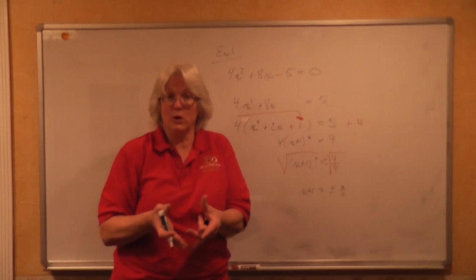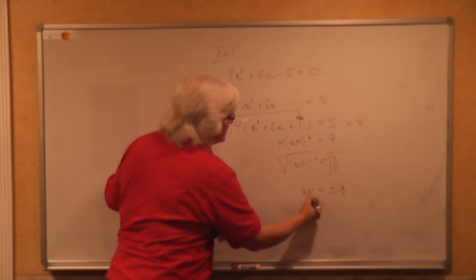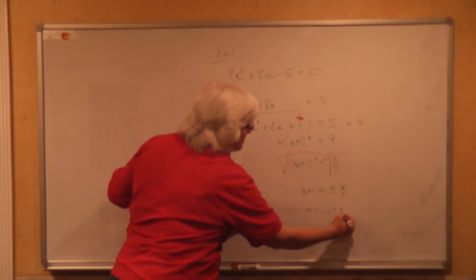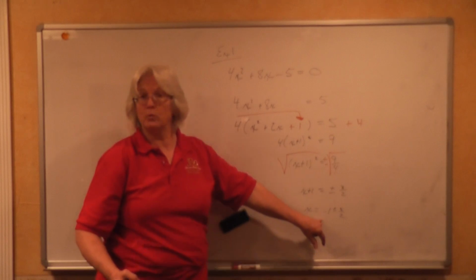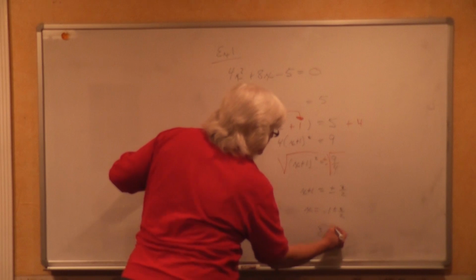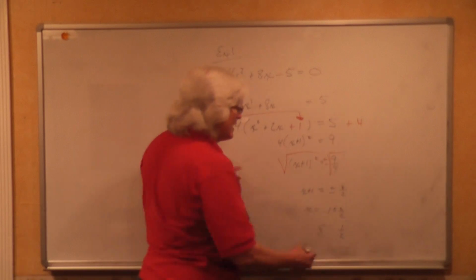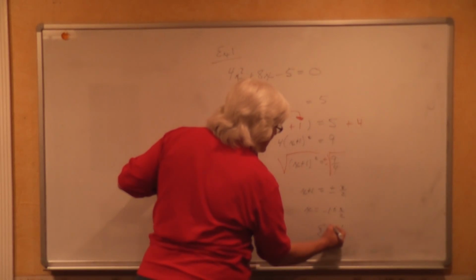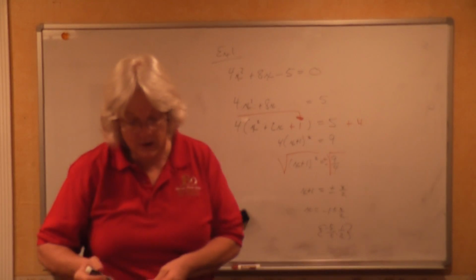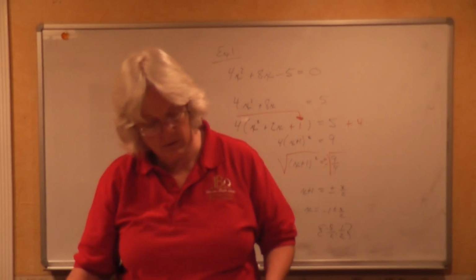Are we finished at this point? No, not quite yet. This becomes x is equal to -1 plus or minus 3/2. -1 plus 3/2 is a positive 1/2. -1 minus 3/2 is a negative 5/2. Now we'll see if my arithmetic is right, because it's quite late. It's going to be correct.